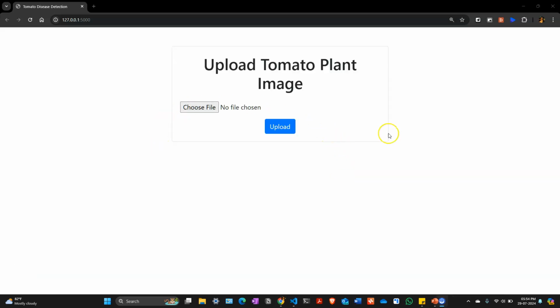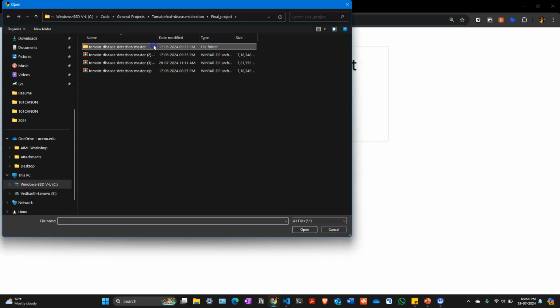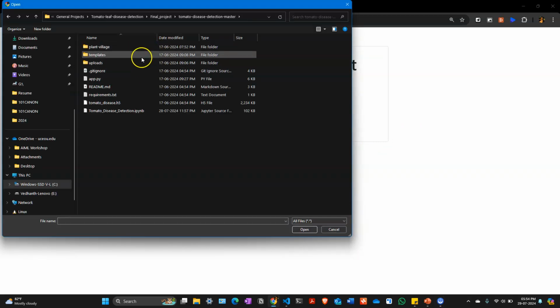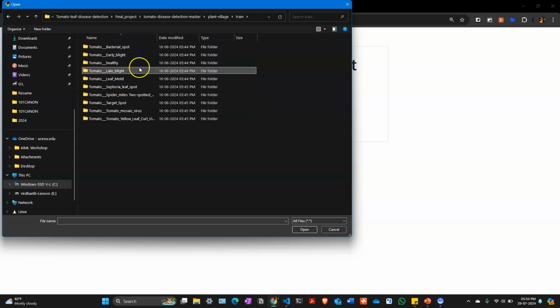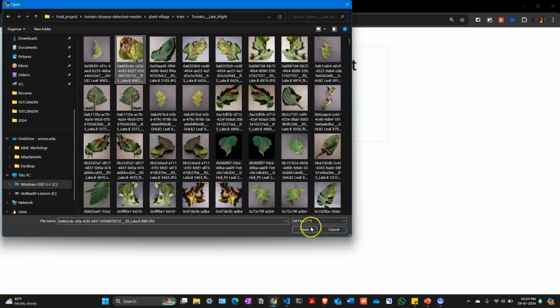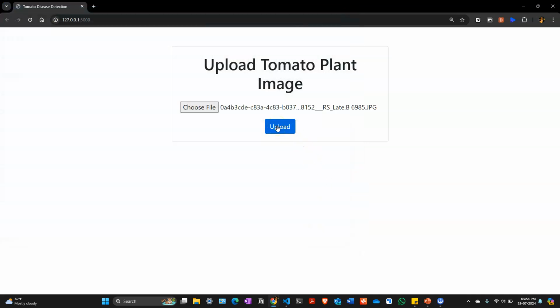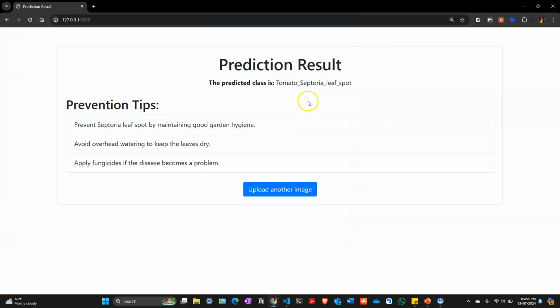This is the graphical user interface of our project. It is a very simple graphical interface. We just need to upload files from here. Let me upload a file. After uploading the file, it predicts what disease the plant has, and also gives the prevention tips. And then it also asks us to upload another image.